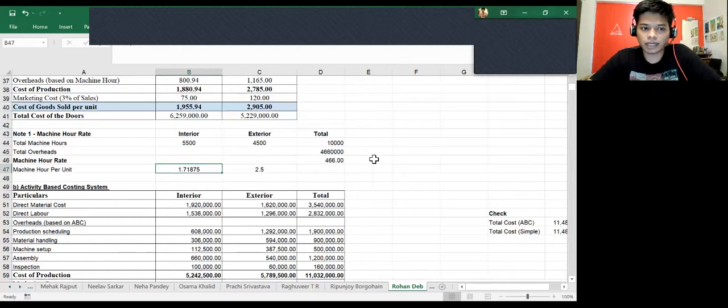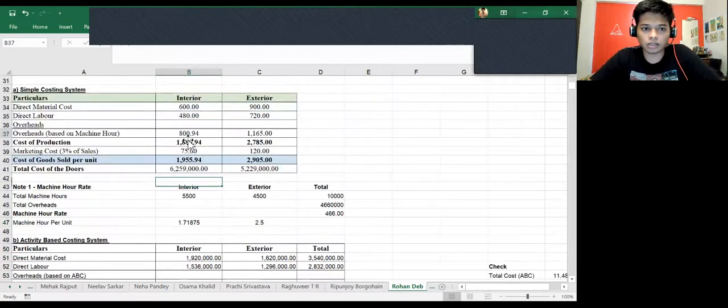This machine hours per unit multiplied by the machine hour rate will give me the total overhead absorption that is being absorbed over here. So that comes to 800 and 1165. And if you add all this, this is the cost of production.